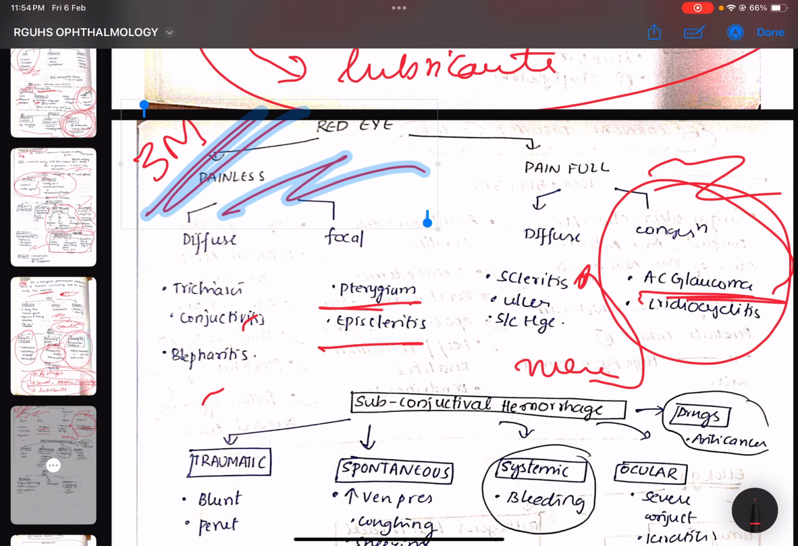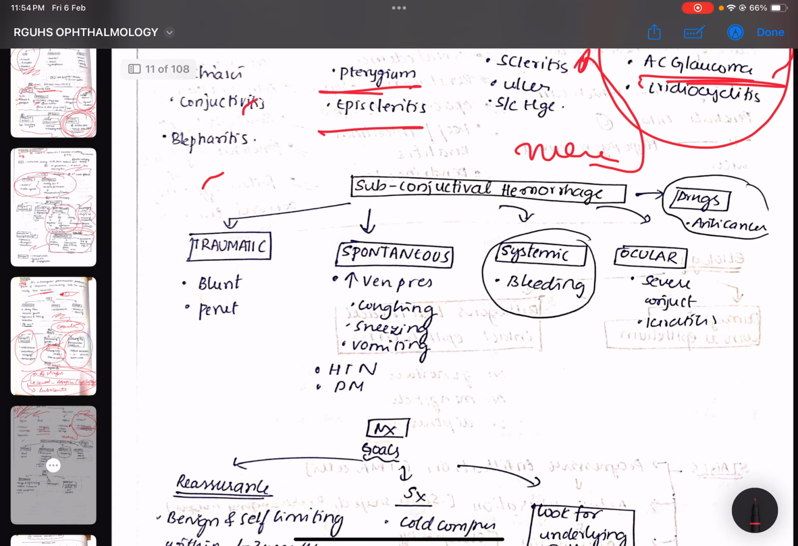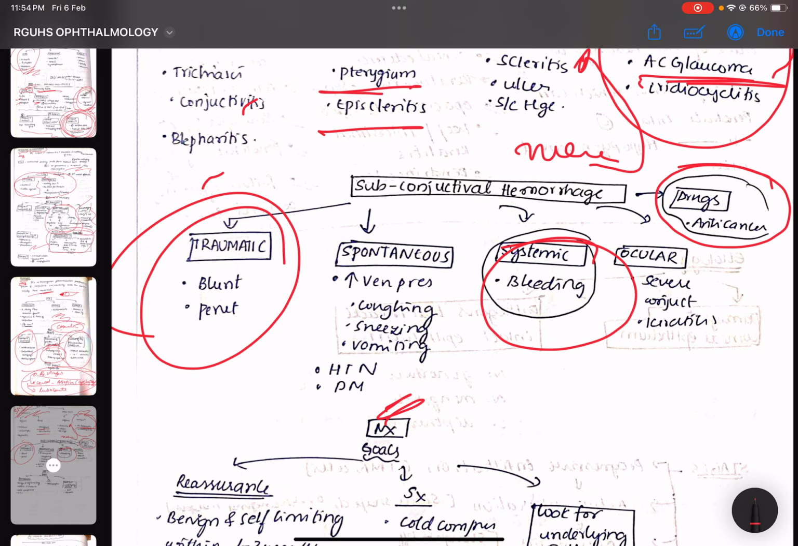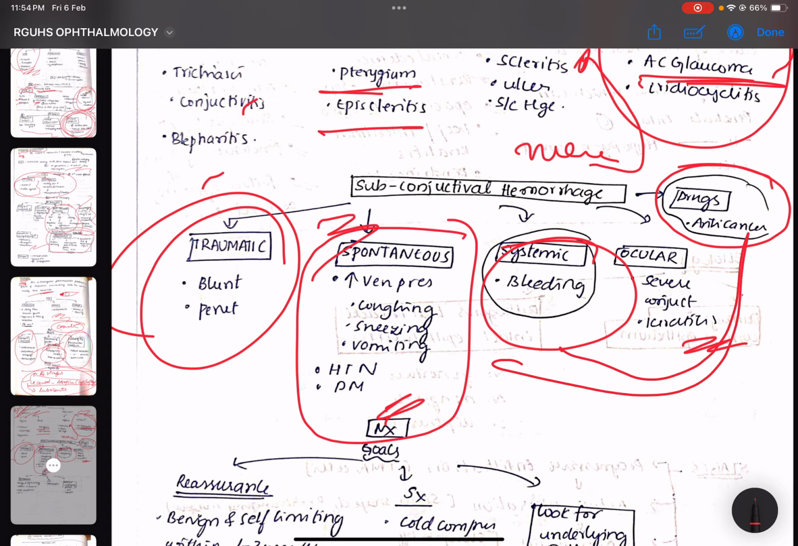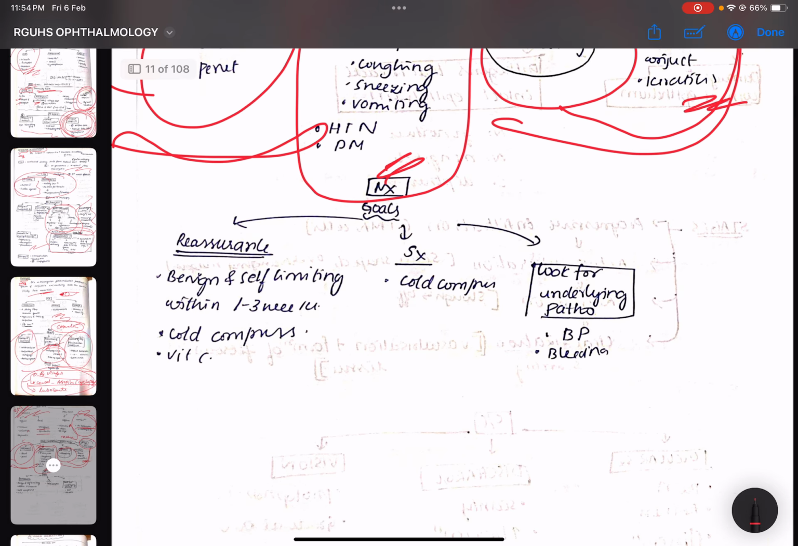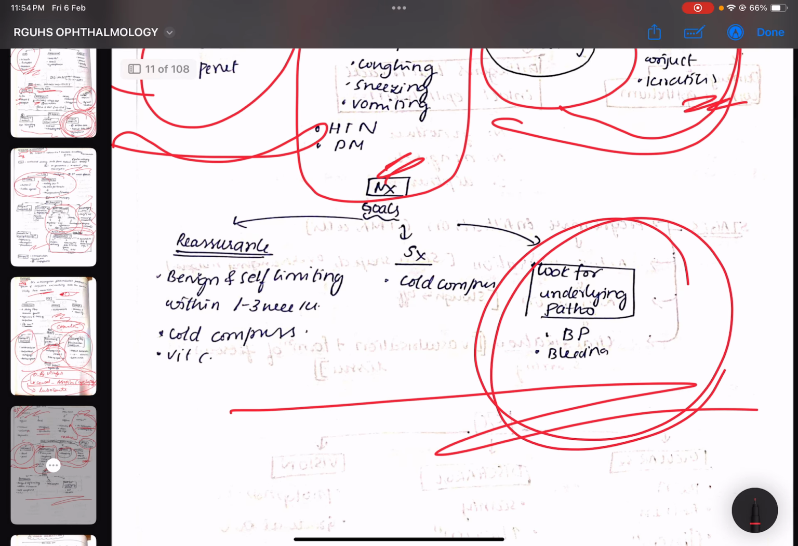Subconjunctival hemorrhage. One important thing is to always remember this, this, and also this. Obviously trauma is something people might remember, but spontaneous is something people will forget. So make sure you study this, because with hemorrhage, what did I say? Systemic causes, drugs, everything. Again, this is the normal management course, but please don't forget this.